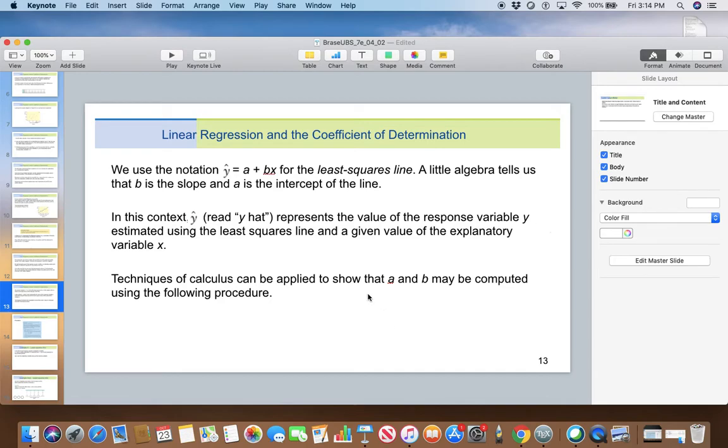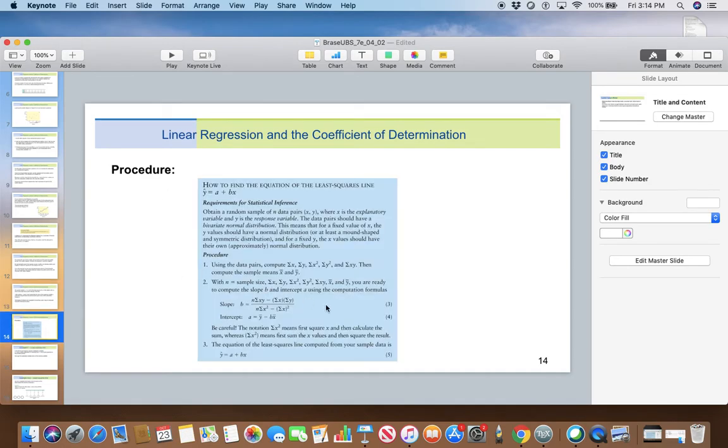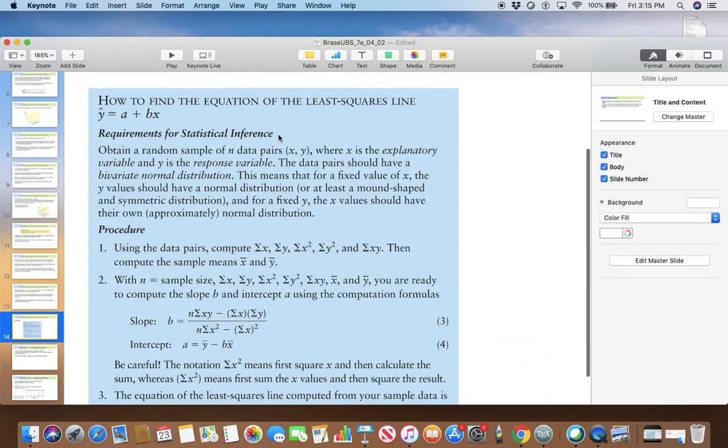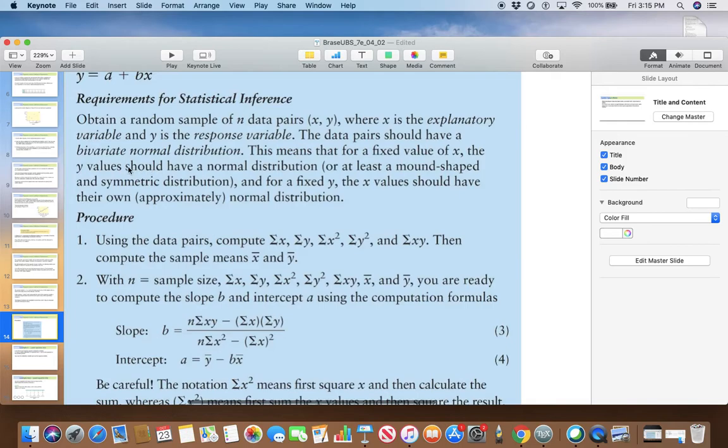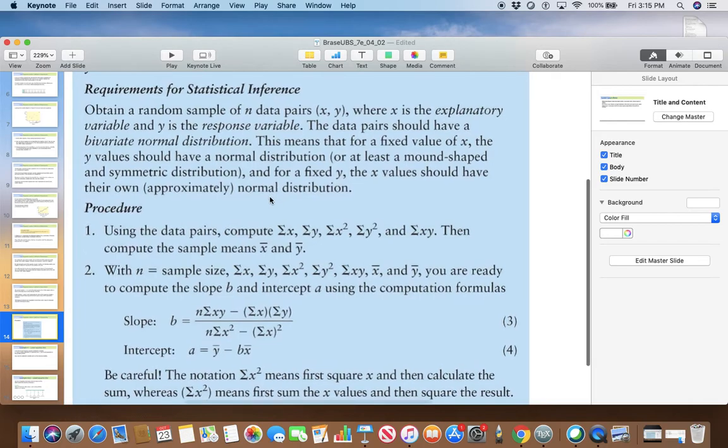Techniques of calculus can be applied to show that a and b may be computed using the following procedure. So now all we need are a and b to determine this line y hat. What is the procedure to find the equation of the least squares line? Obtain a random sample of n data pairs (x, y). X is the explanatory, y is the response. The data pairs should have a bivariate normal distribution. This means that for a fixed value of x, y values should have a normal distribution, or at least a mound-shaped and symmetric distribution. And for a fixed value of y, x values should have their own approximately normal distribution.